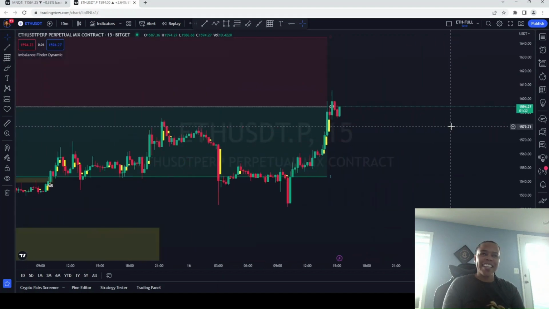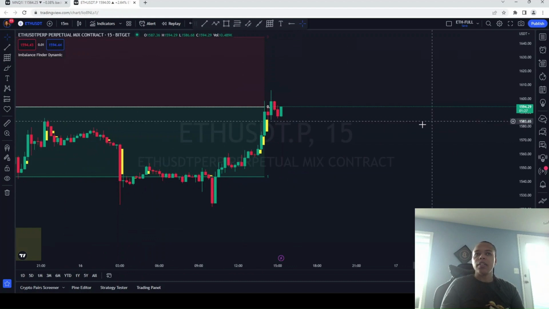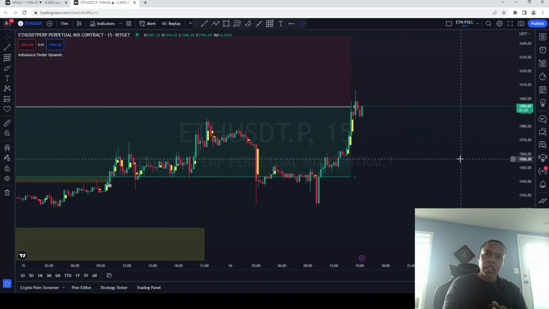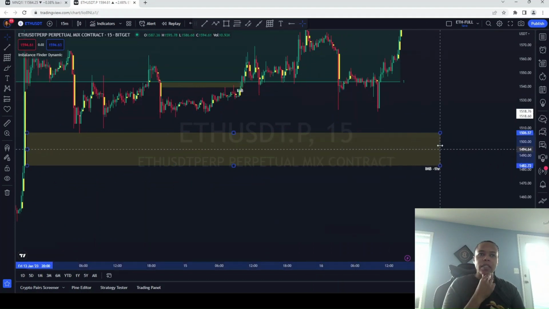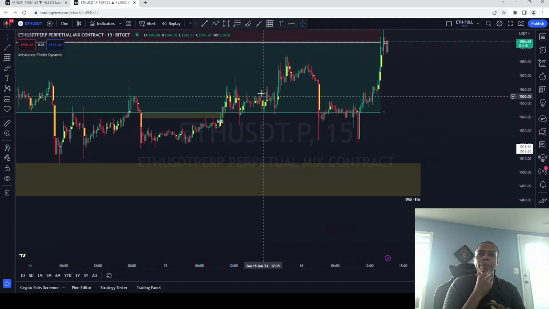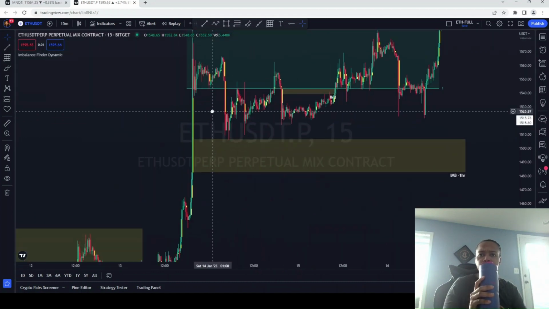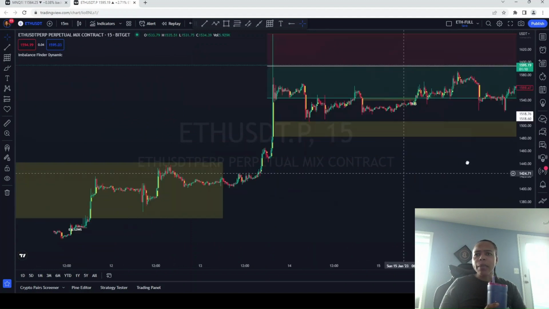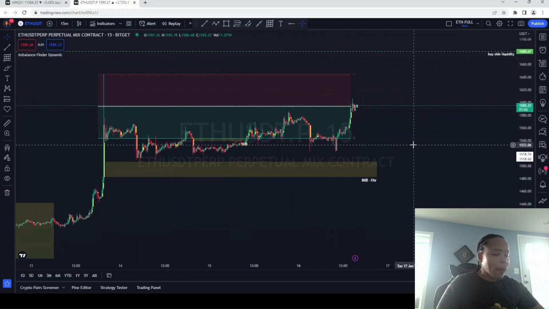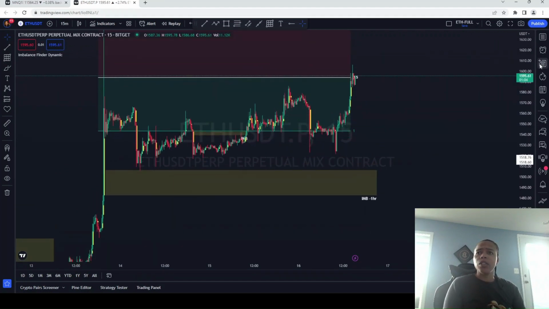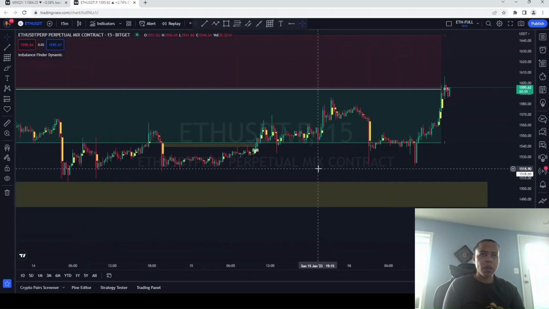It is consolidating. So much consolidation. I'm finding that crypto is its own beast. Look at all these weird wicks. It can be so mean. But I think what ICT's teaching also works really well here as well.